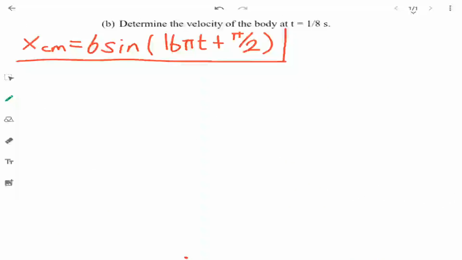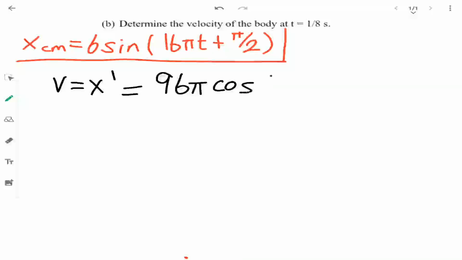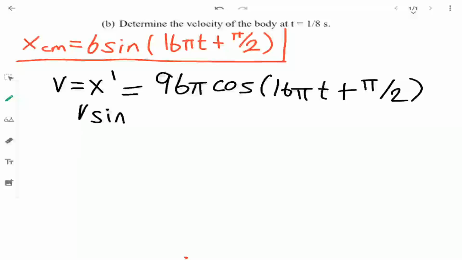So as we all know by now, the velocity is the derivative of x, or the position, and it's very easy to derive this. It's 96 pi cosine 16 pi t plus pi over 2. For those who didn't understand what I did, the derivative of A sine u is equal to A u prime cosine u.